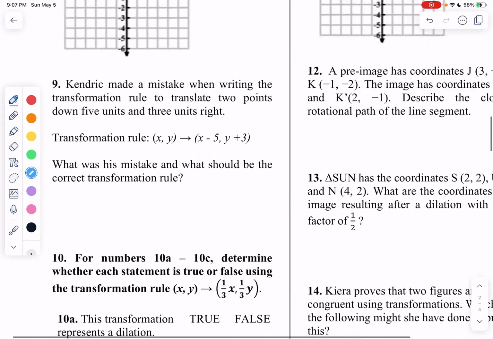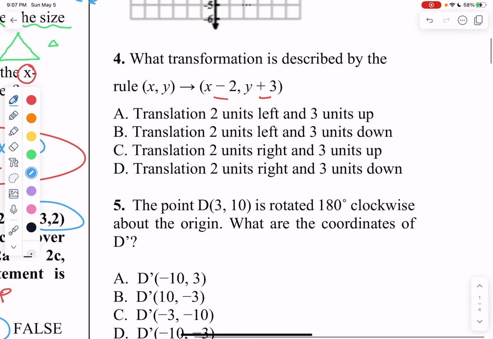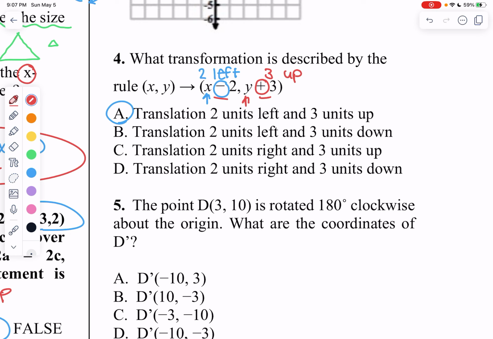So 2 left and 3 up, that is going to be A, okay? Because x minus 2, I want you to write this on your paper. 2 left, because it's a negative on my x, and my y is 3 up, because it is adding to my y. Oh, we did an arrow on the x, so do an arrow on the y.